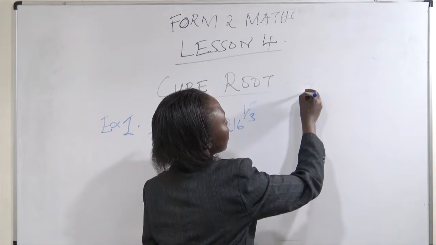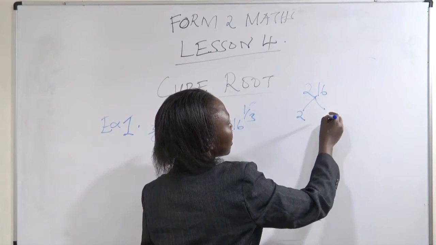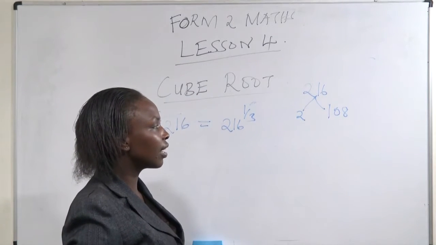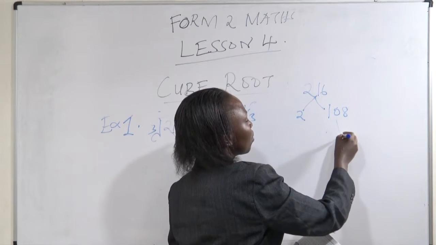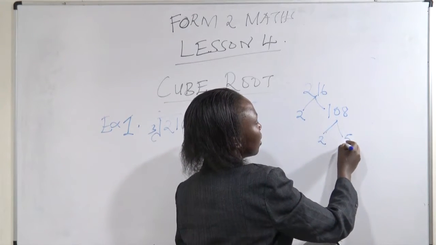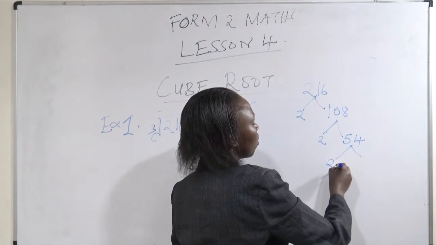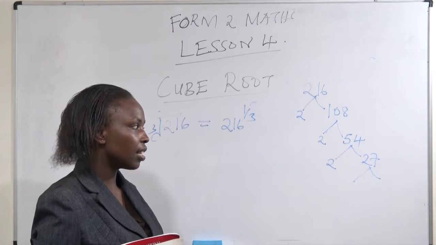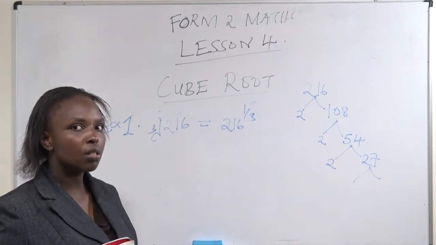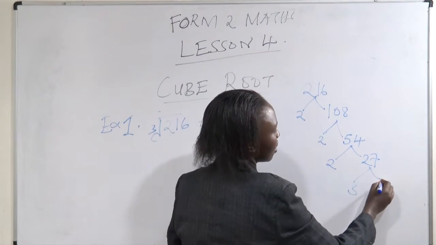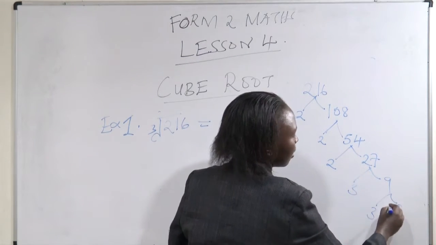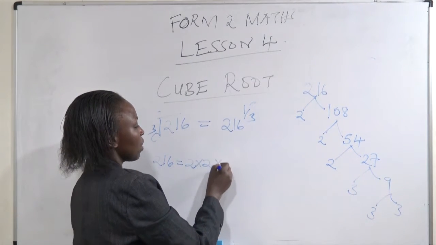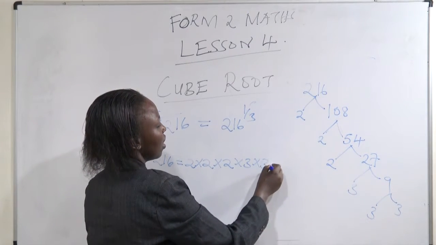Then the next step, express 216 as a product of its factors. To use the factor tree method, 216 divided by 2 gives us 108. Another number that can divide 108 is still 2, because the last digit is even. So 2 to get 54, 2 once more to get 27. Then this one is not divisible by 2 because the last digit is an odd number. So we go to 3. So 3 to get 9, and definitely 3 and 3. So that means our 216 can be expressed as 2 multiplied by 2 multiplied by 2 multiplied by 3 multiplied by 3 multiplied by 3.